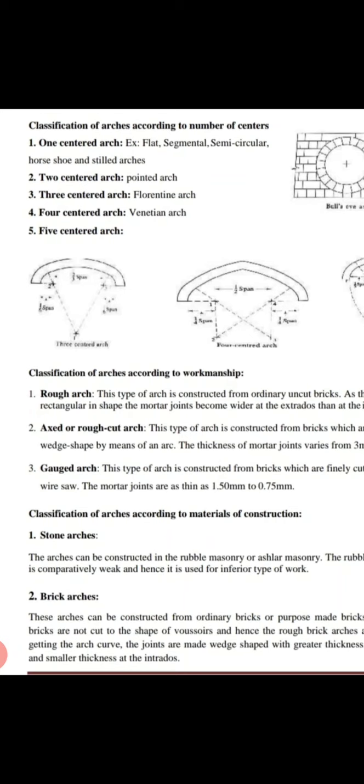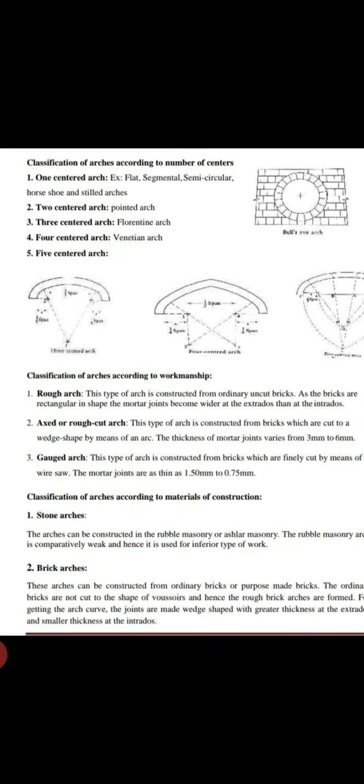A classification of arches according to the workmanship. Rough arch: this is a type of arch constructed from ordinary uncut brick. As the bricks are rectangular in shape, the mortar joint becomes wider at the extrados than the intrados. Axed or rough cut arch: this is a type of arch constructed from bricks which are cut to a wedge shape by means of an axe. The thickness of mortar joint varies from 3 to 6 mm.